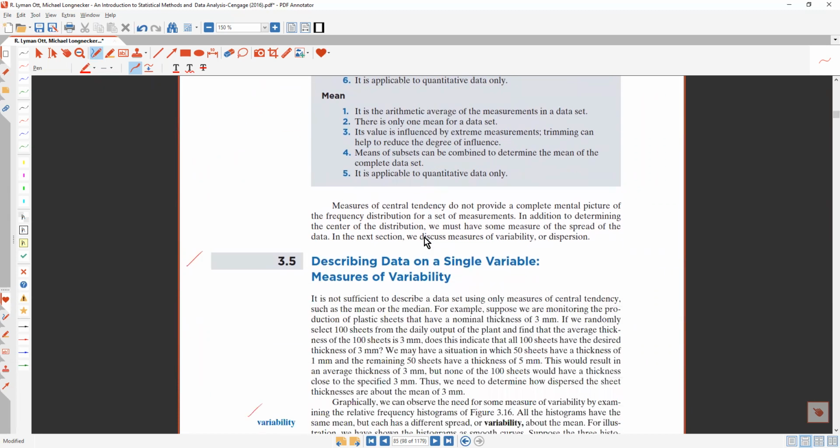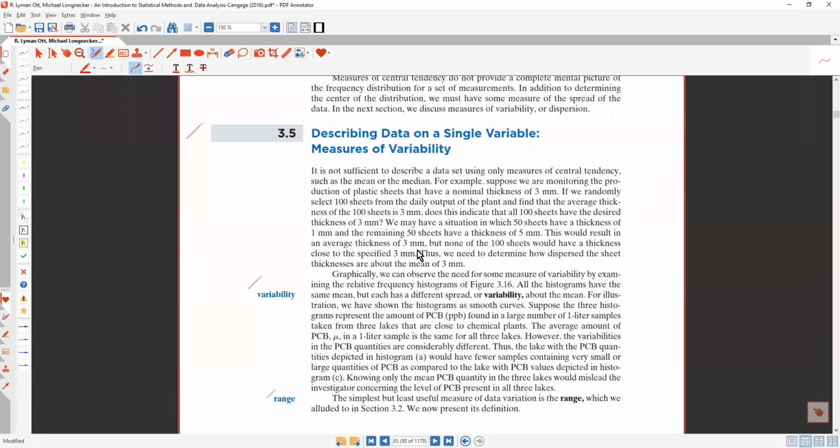Okay, describing data on a single variable, measures of variability. Well, we talked about the idea that we want to get the measure of central tendency, which will often be the mean, but now we want to get a measure of how different scores are from one another. Okay, so let's use a grading example. Let's imagine that I told you that the average on test 1 was 70%.